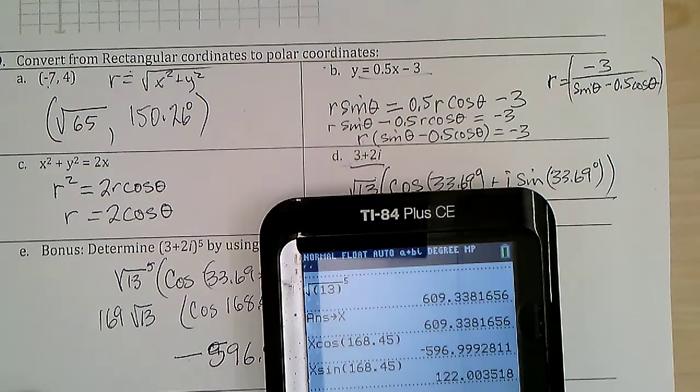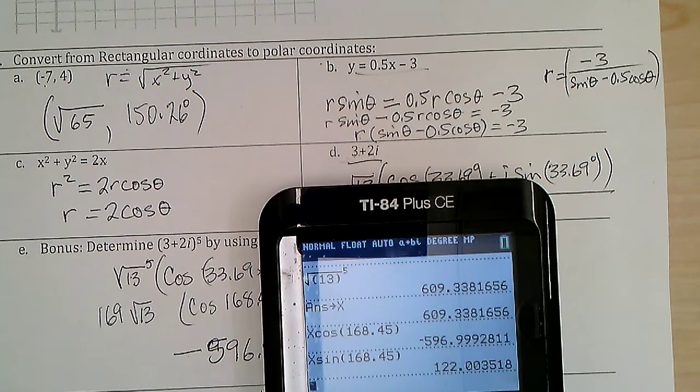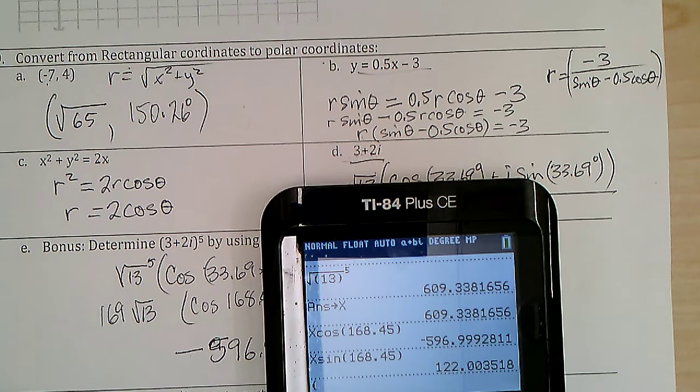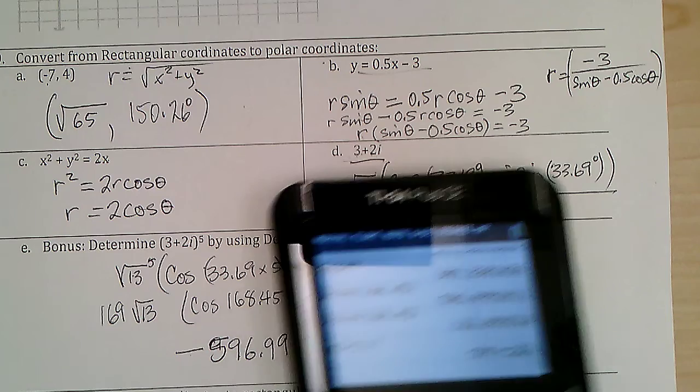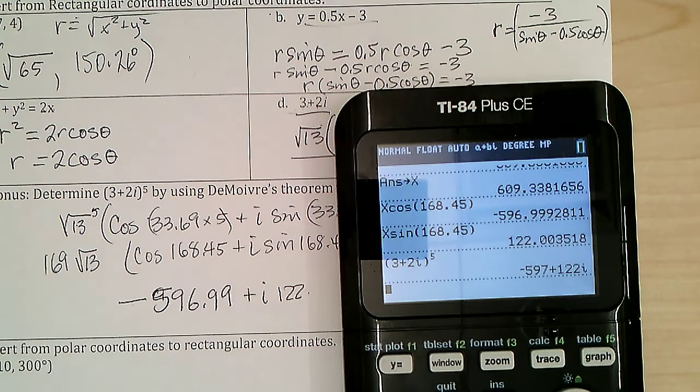Now, just to check my answer, I'm going to type in parenthesis 3 plus 2i to the fifth and see if we get what we had. Pretty dang close. If I had rounded properly, I would have got that. Okay?